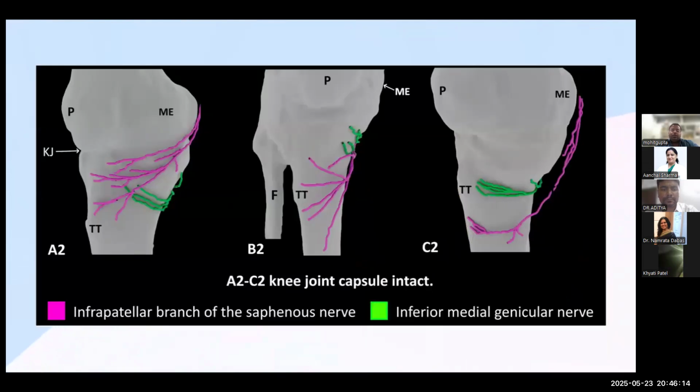In this image, we can see the relationship between the two. The pink one is the infrapatellar branch of the saphenous nerve, and the green one is the inferomedial genicular nerve. As was proposed, if we make a Hueter line in this, we can see we are almost targeting both the nerves at that point. If we target along the Hueter line, the infrapatellar branch is also targeted, and this inferomedial genicular nerve is also targeted.